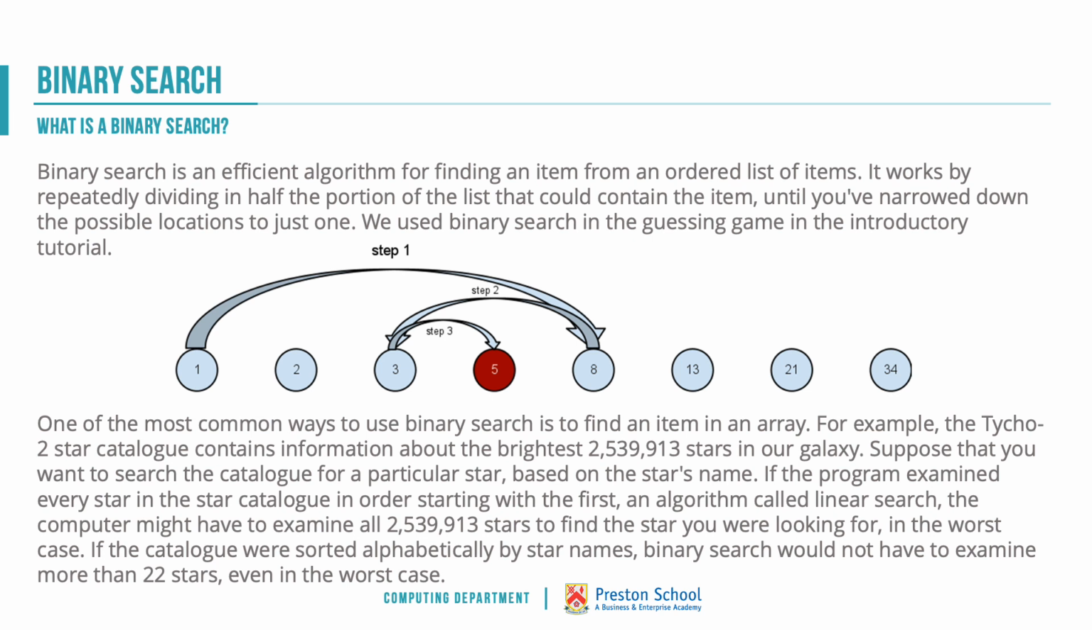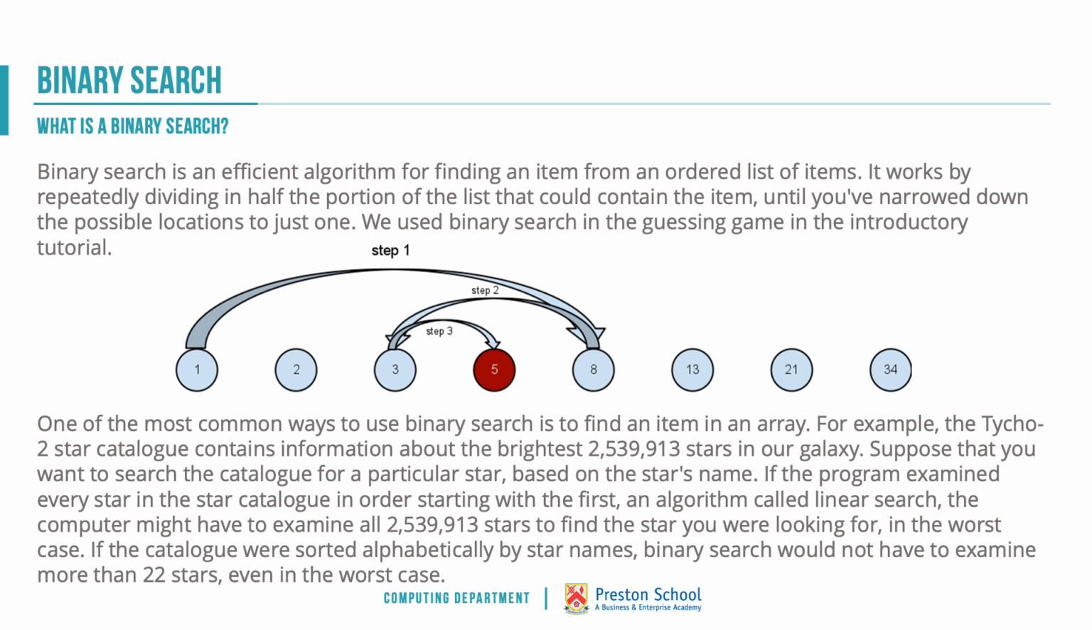You tell me it's lower, so what's my next guess? Well, I should guess 25, because 25 is the new midpoint. That's exactly how a binary search works. Looking at the example on the board, we're looking for the number 5. And I've got an ordered list of numbers 1, 2, 3, 5, 8, 13, 21 and 34.